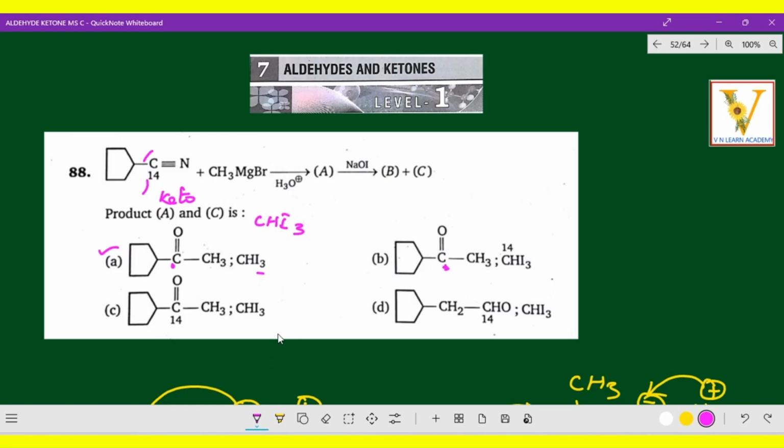Only this point, carbon-14, will be coming, because this carbon is connected with the pentagon, and now we have to check it. Okay, option C: this carbon-14 is connected to the carbon adjacent to the pentagon. So exactly this option only is the correct option.